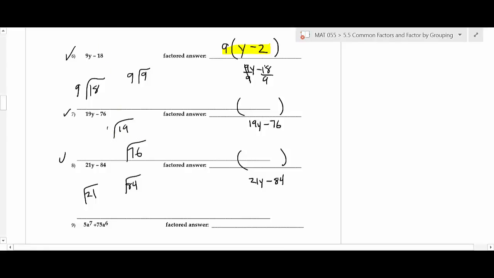This one, I think 19 works. Okay, so you go like that. 19 divided by 19 is y. What was 76 divided by 19? 4. Problem done. Okay. This one worked like this. 21 worked on this one. So 21 divided by 21 is just y. 84 divided by 21, that's 4 also, isn't it?